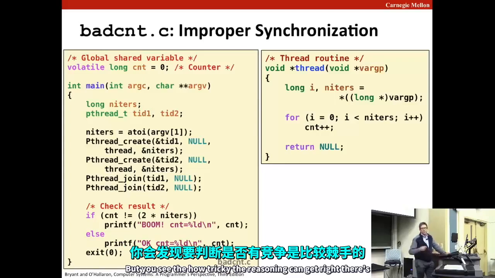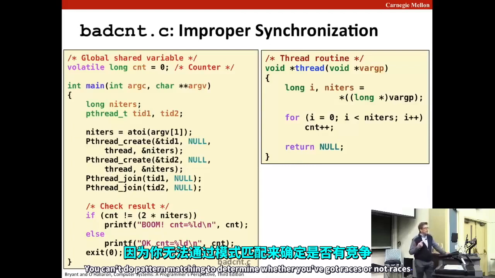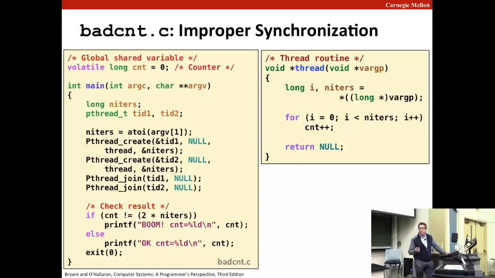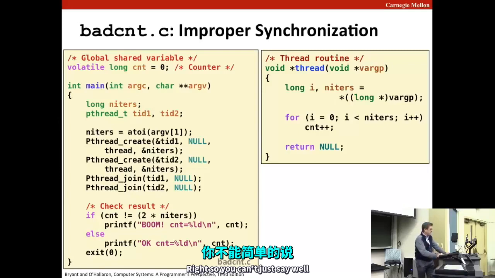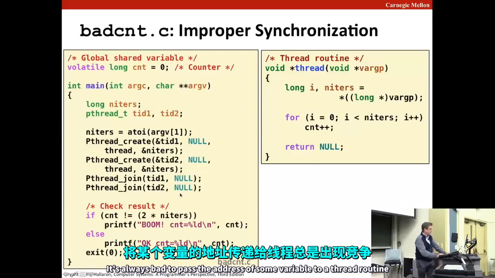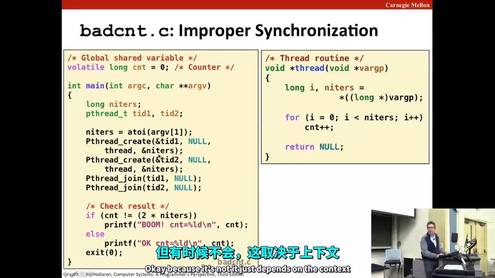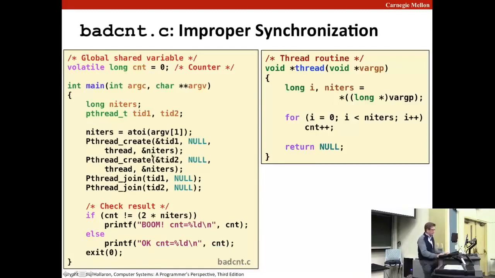But you see how tricky the reasoning can get, right? You can't do pattern matching to determine whether you've got races or not races. So you can't just say, well, it's always bad to pass the address of some variable to a thread routine. Because it's not. It just depends on the context.